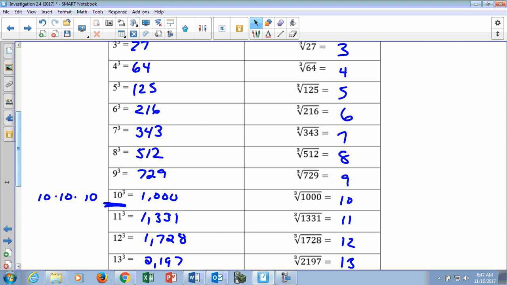Because remember, we're going to take this quiz Tuesday next week. It's calculator free, so you do have to know those. So if you go up to 10, you're good, if you know them up to 10.